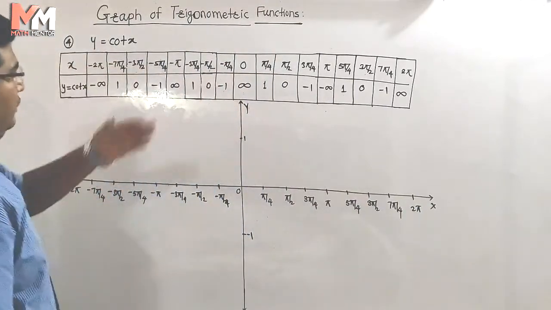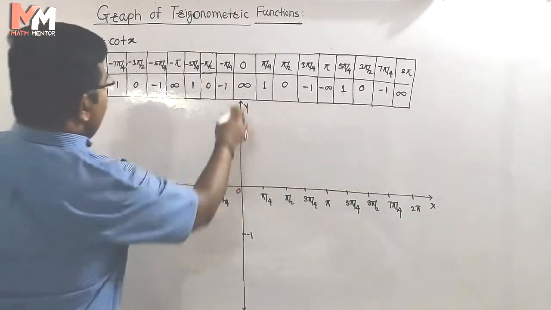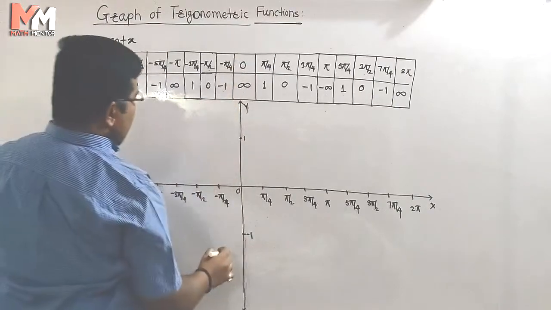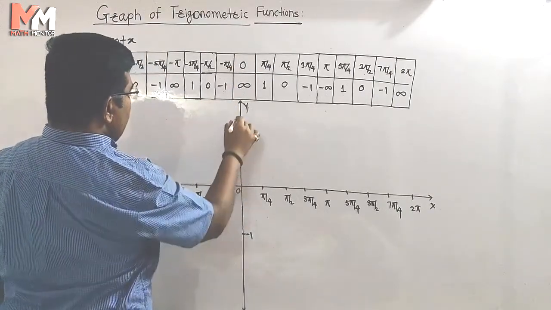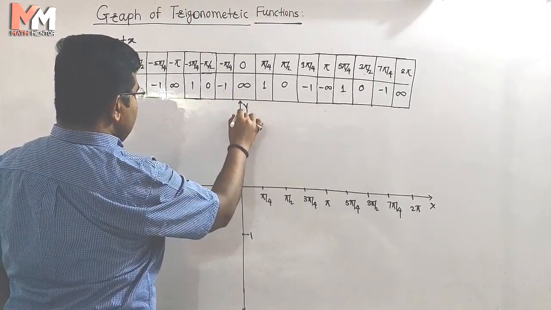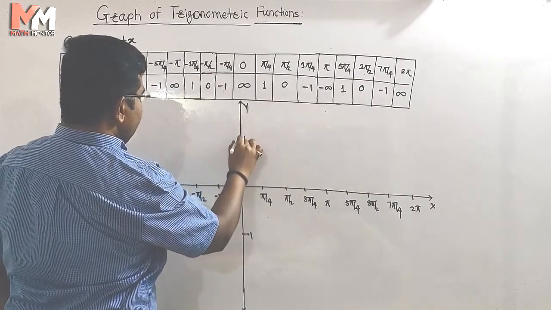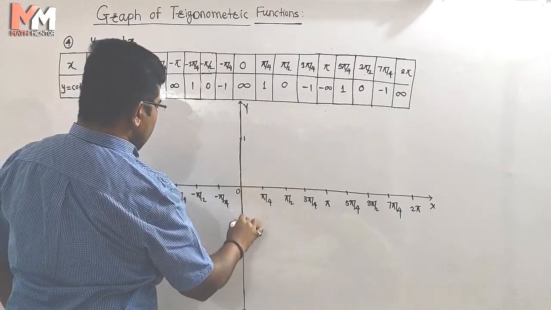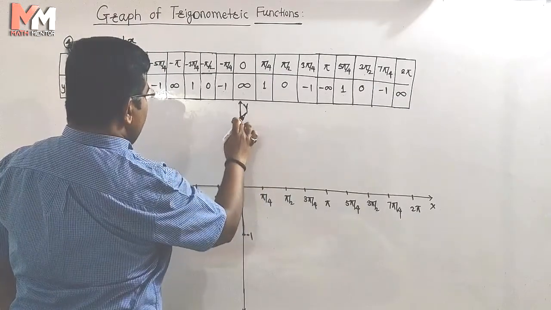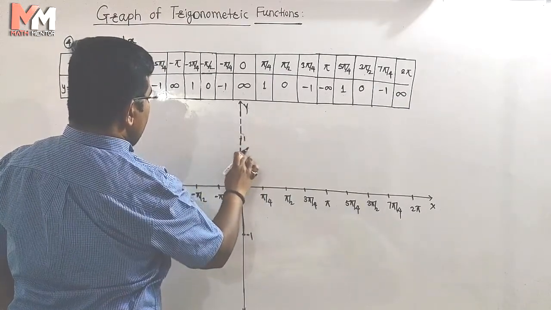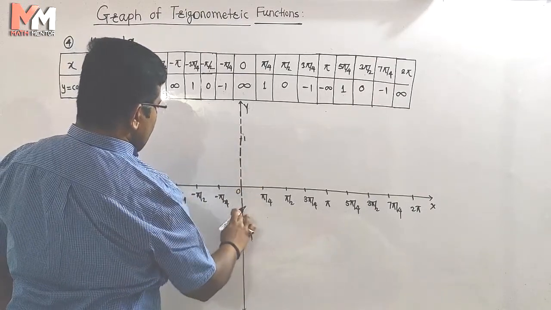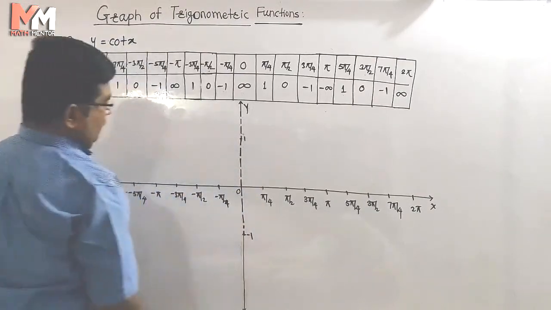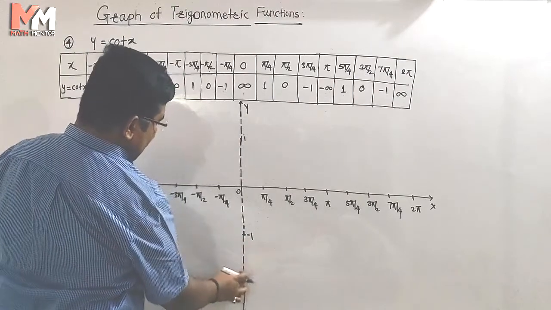Okay, so from here, cot 0 is not defined. It means this is not defined. This term is not defined. Okay, all of these are not defined.